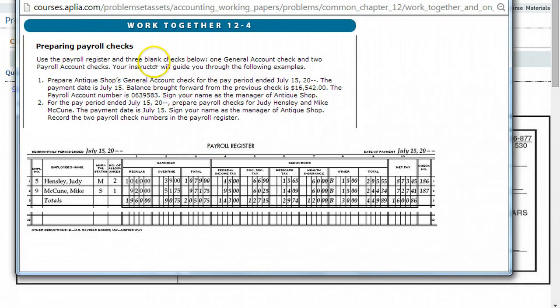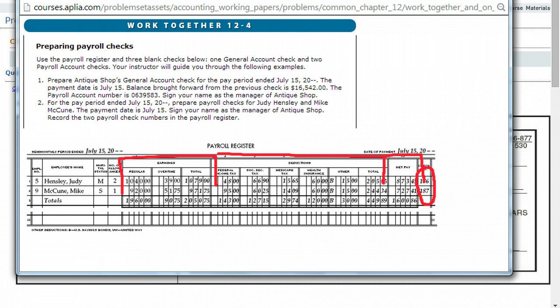Hey, this is Mr. Bergman, and this is the work together problem for 12.4. It says we're going to use the payroll register, which is this right here below. Remember, it has several different parts: the earnings part, the deductions part, and the net pay or take-home pay part. There's also this section right here for the checks that we're going to write. So we're going to use that to write a check to our payroll checking account.